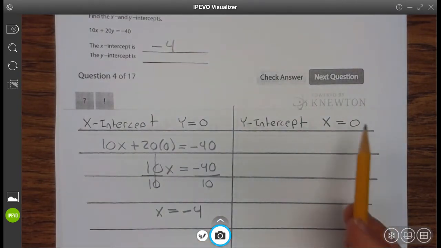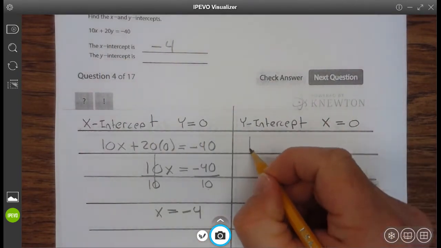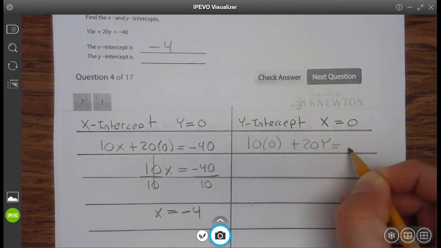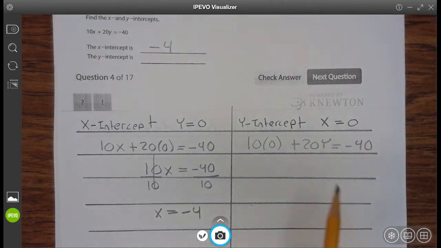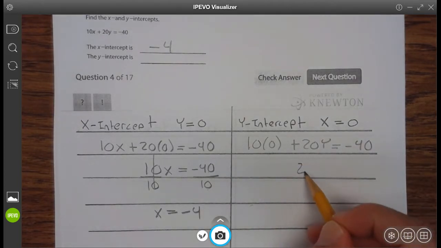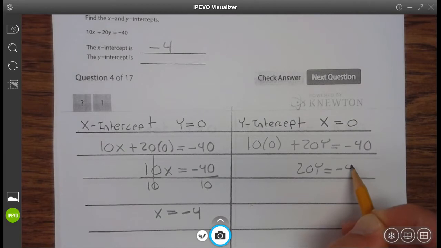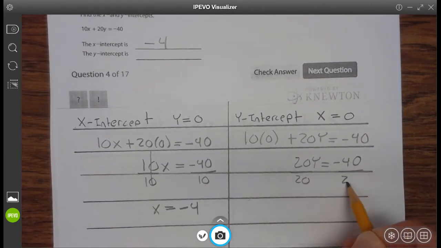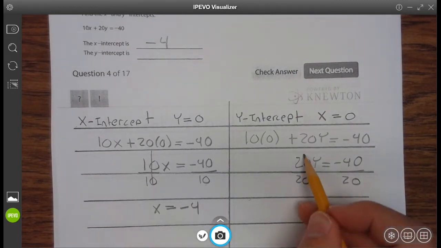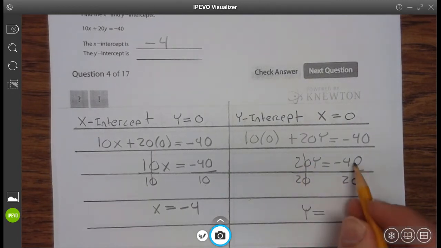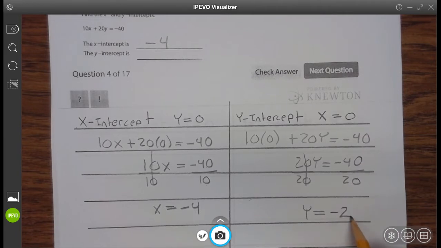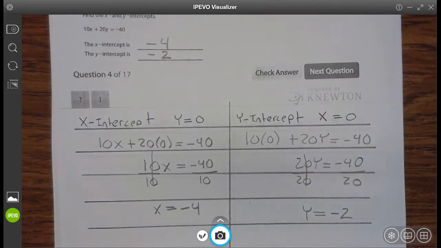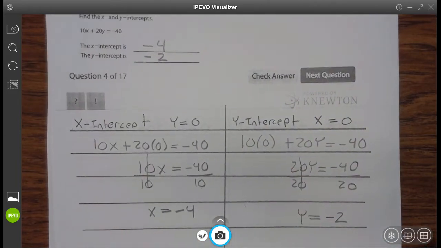Now to find the y-intercept, we're going to plug in x equals 0 into the equation. So that's 10 times 0 plus 20y equals negative 40. 10 times 0 is 0, so you're left with 20y equals negative 40. Divide both sides by 20. 20 divided by 20 is 1, so you get y equals negative 40 divided by 20, which is negative 2. And that's your y-intercept. Go ahead and finish up example 4.